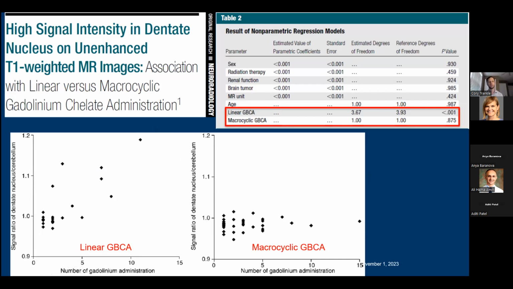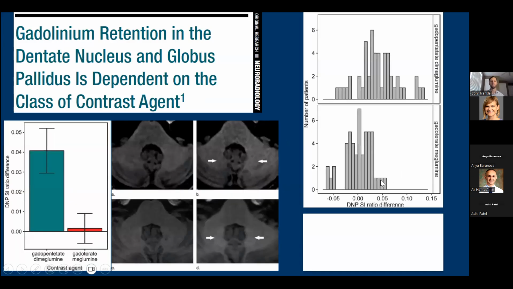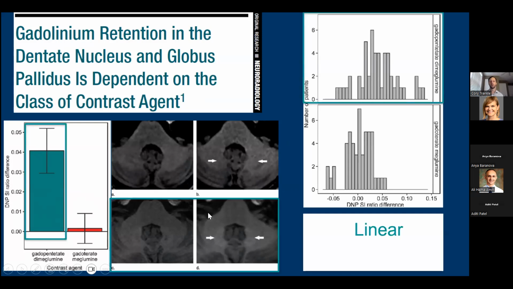The macrocyclic gadolinium-based contrast agents, again, ProHance, Dotarem, Gadavist, these are all macrocyclic ones. MultiHance is a linear, but the macrocyclic ones seem to not deposit like that. And so, this is another study showing that a linear agent was associated with brain deposition, a macrocyclic agent was not.